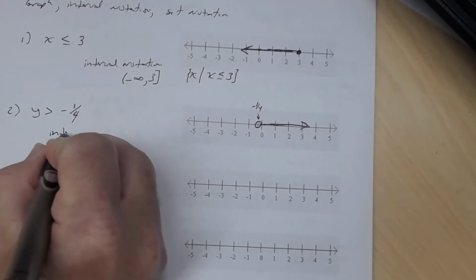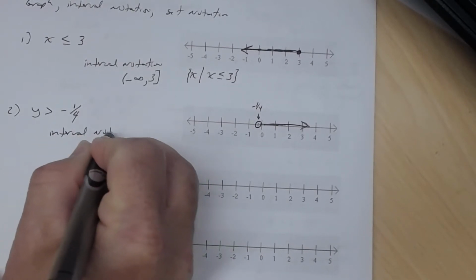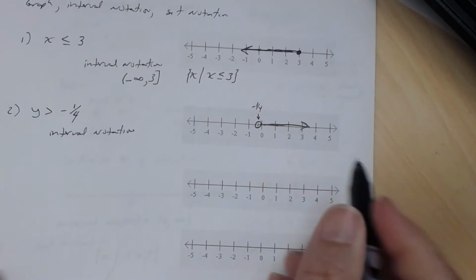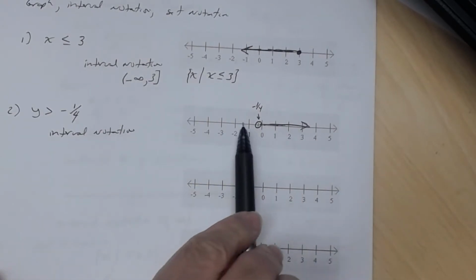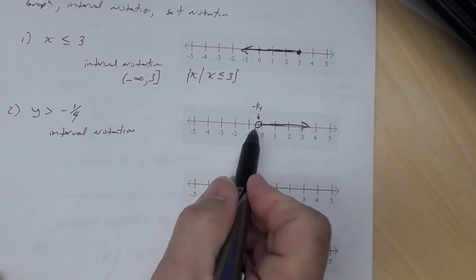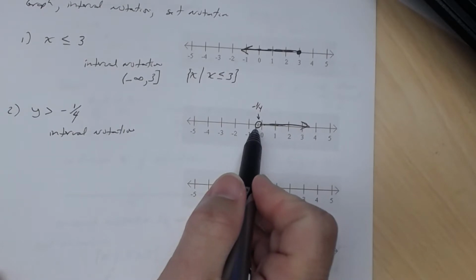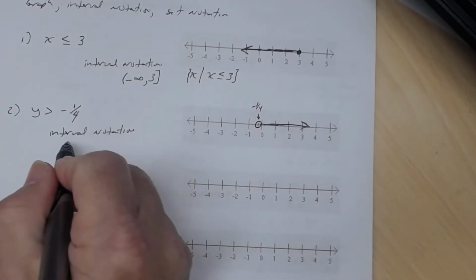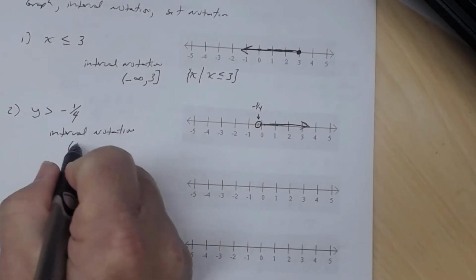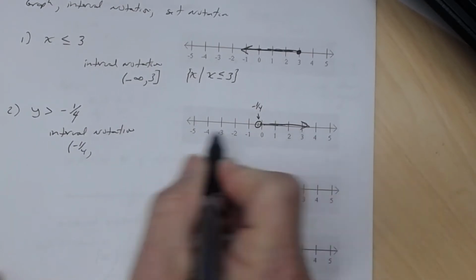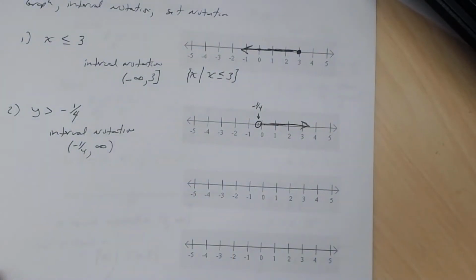So interval notation. And so you read a graph from left to right. So I'm going to start at negative 1/4. Since it's an open circle, since I can't include negative 1/4 as a solution, you're going to say parentheses. So parentheses, negative 1/4, comma, all the way to infinity.